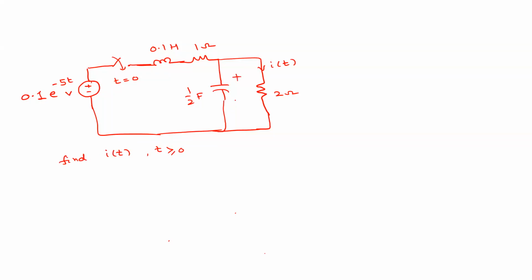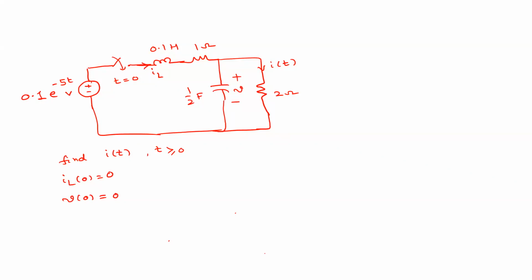So let us assume that this is voltage across capacitor V and this is inductor current IL. What is the initial voltage across the capacitor? Yes, 0. So both are 0, right? Inductor current IL of 0 is also 0, and voltage across capacitor is also 0. Right? So once this is done, what is the next step?